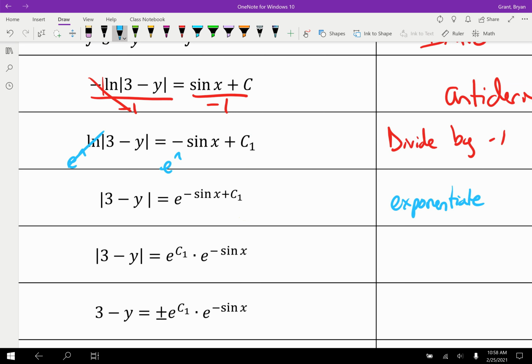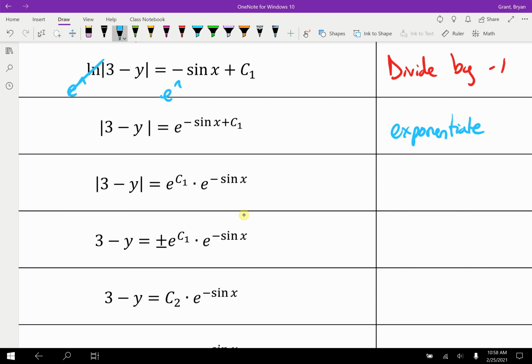All right, now, we're realizing we have e to this power plus c1. Let's use one of our properties of exponents, which says, right, if you have x cubed times x to the 4th, x, there's 7 of those, you add the exponents together.